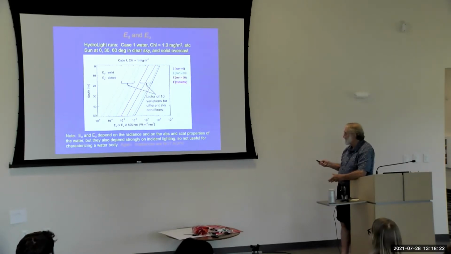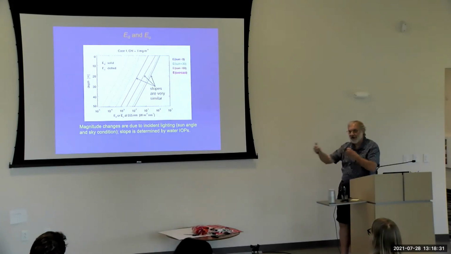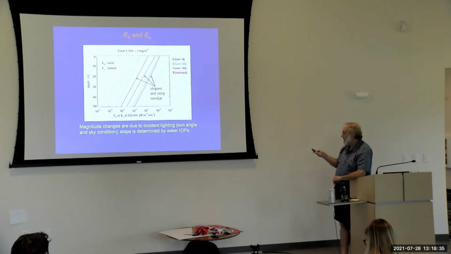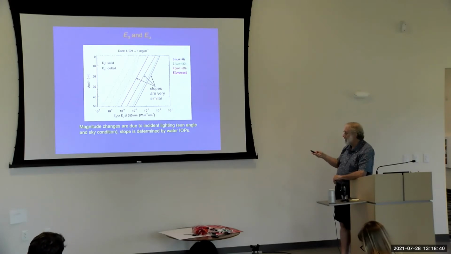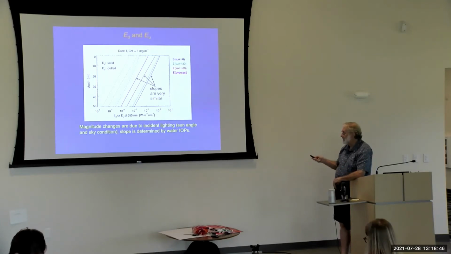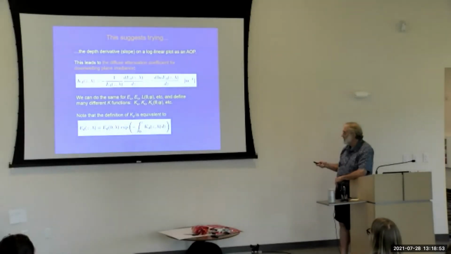But you look at this and say, well, wait a minute. Look at the slopes of those curves. The slopes are almost exactly the same. It's just that they're offset in magnitude. So maybe if I take the slope of the curve, or just the depth derivative of the irradiance, those will all look about the same. By looking at the slope, I'm doing away with the effects of sky conditions. So here's what we do.